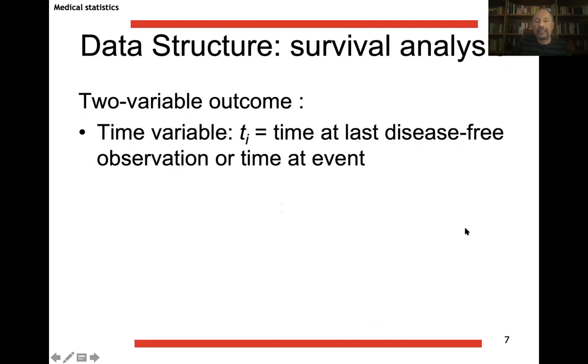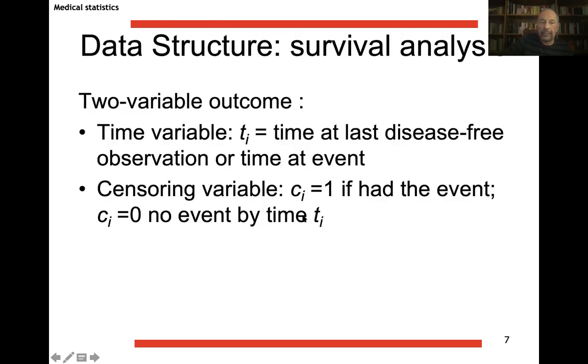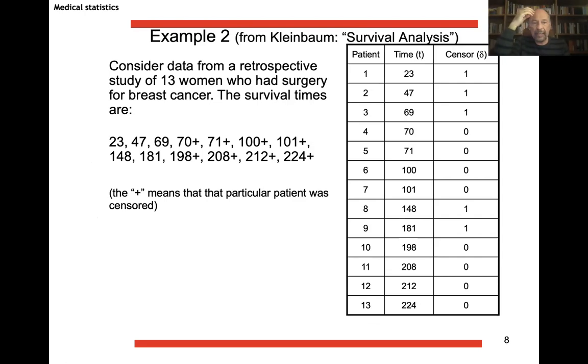So in the data structure, let's see, maybe I can show you, there are two variables. One is TI, which is the time at the last disease-free observation or time at event. And then the censoring variable, CI, which is one if the patient had the event, and zero if there was no event at the time TI.